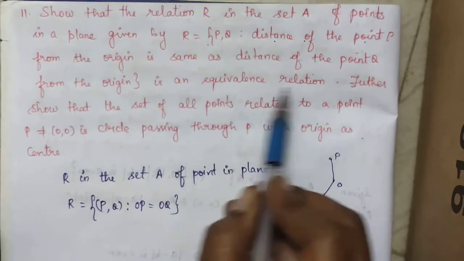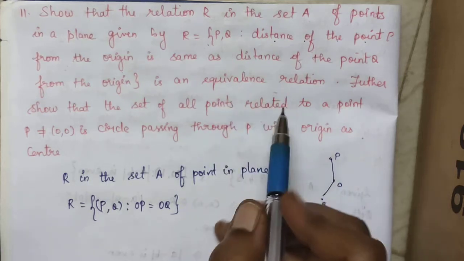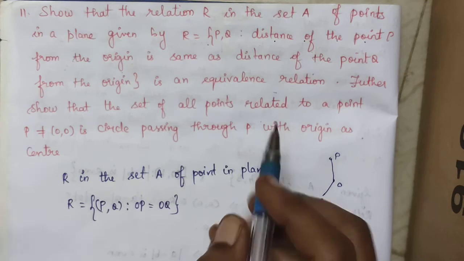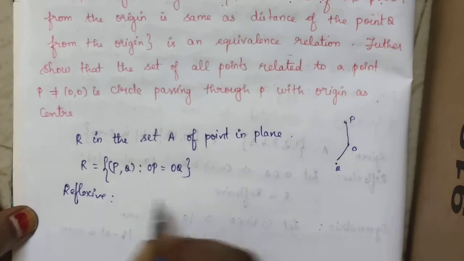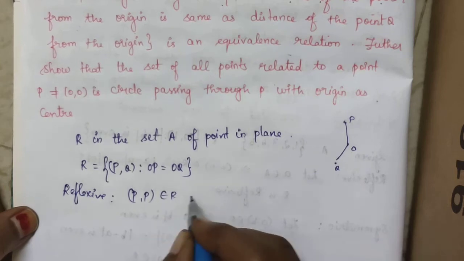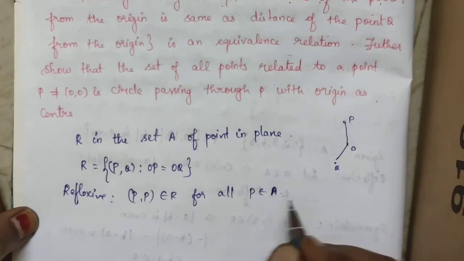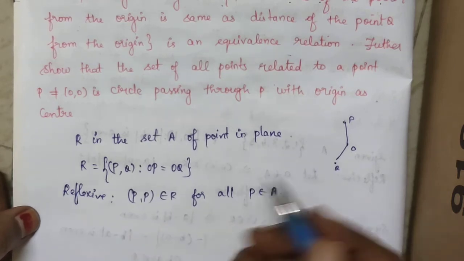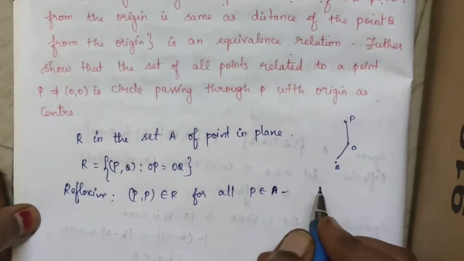Now we have to prove that this is an equivalence relation. Equivalence relation means we have to prove that it is reflexive, symmetric and transitive. Now for reflexive: for reflexive, (P, P) should belong to R for all P belonging to set A. (P, P) belongs to R means OP equal to OP, both are equal, therefore the condition is satisfied. So we can say that this is a reflexive relation.